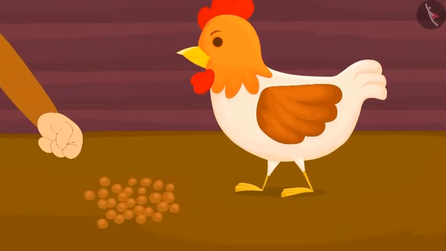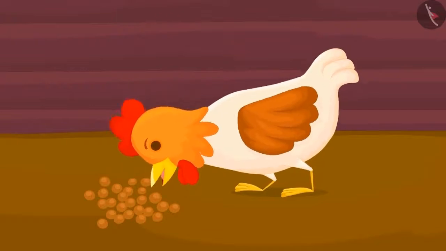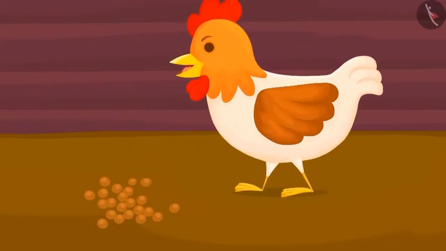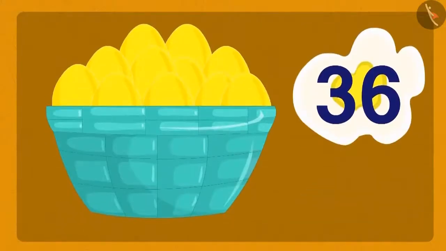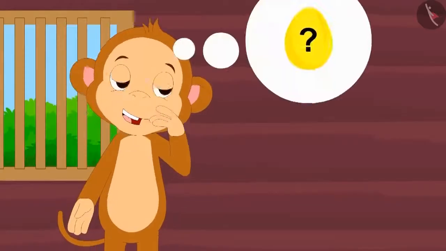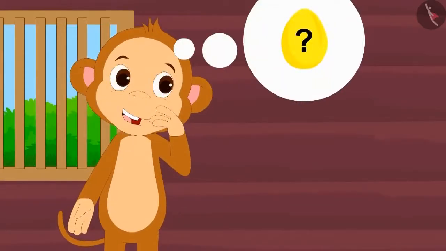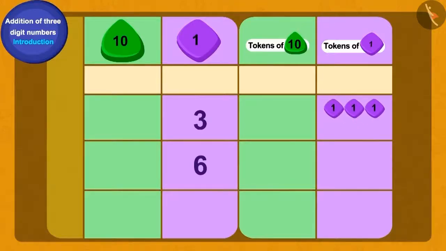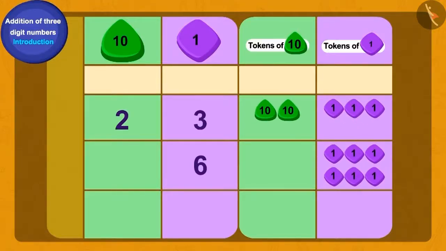Babban fed the hen daily for a week. And in a week, the hen laid another 36 eggs. Babban is thinking, how many gold eggs he has now? Let us help him. To find the total number of gold eggs, we will add 36 to 23.